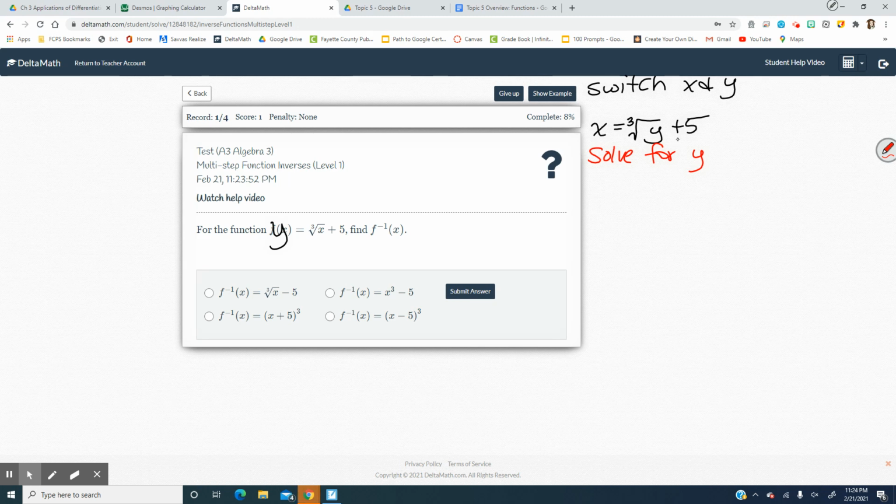So I can subtract 5 on both sides. x minus 5 equals the cubed root of y. Then I can raise both sides to the third power. x minus 5 to the third equals y. And then replace the y with the inverse notation. So x minus 5 to the third equals the inverse of f of x, which looks like this one.